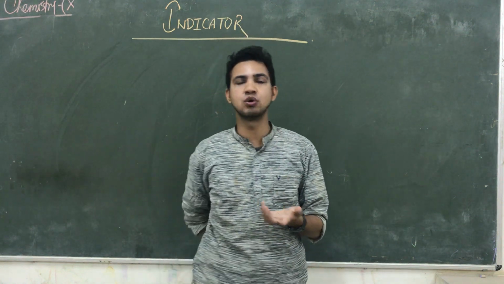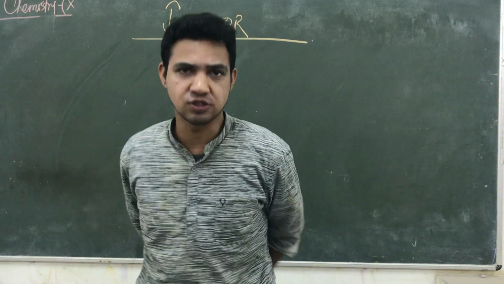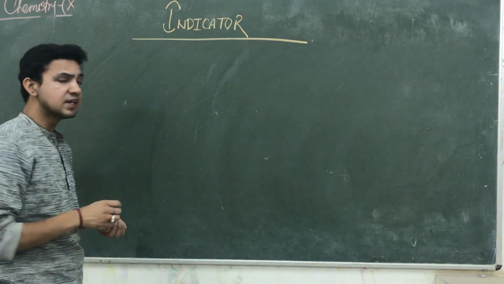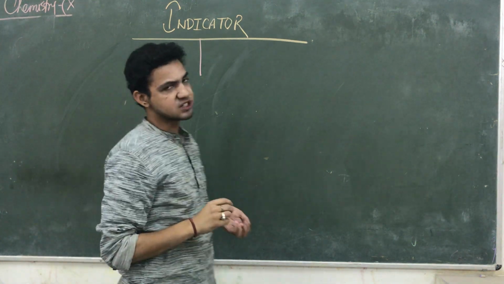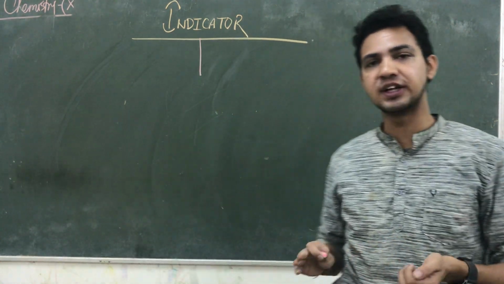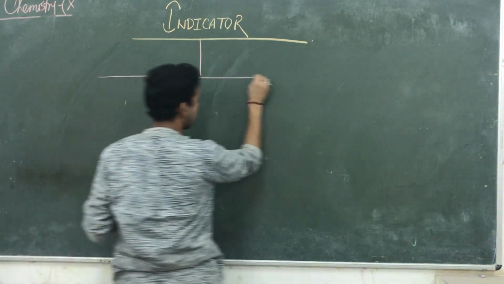If the color does not change, we will not be able to identify whether it is an acid or a base. So see guys, these are known as the indicator. But the indicator is further classified. We are going to classify the indicator. The indicators are further classified into three types.